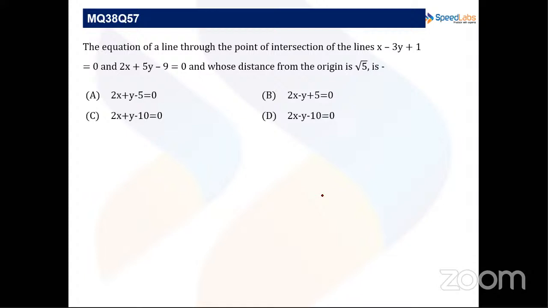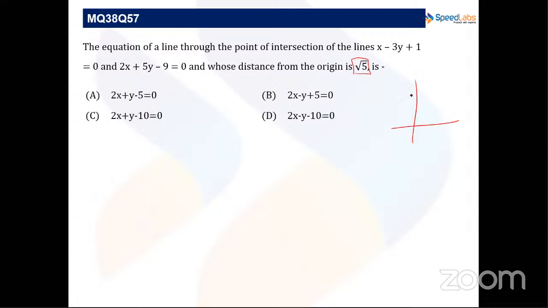Now let's go to the next question. The equation of the line through the point of intersection of the lines x minus 3y plus 1 equals to 0 and 2x plus 5y minus 9 equals to 0, and whose distance from the origin is root 5 units.